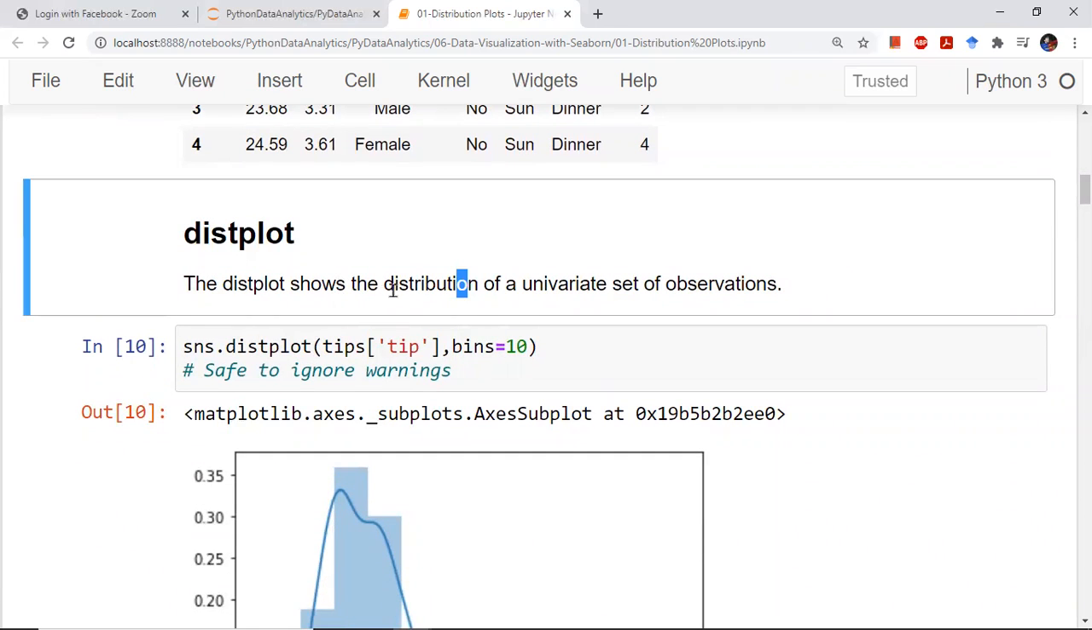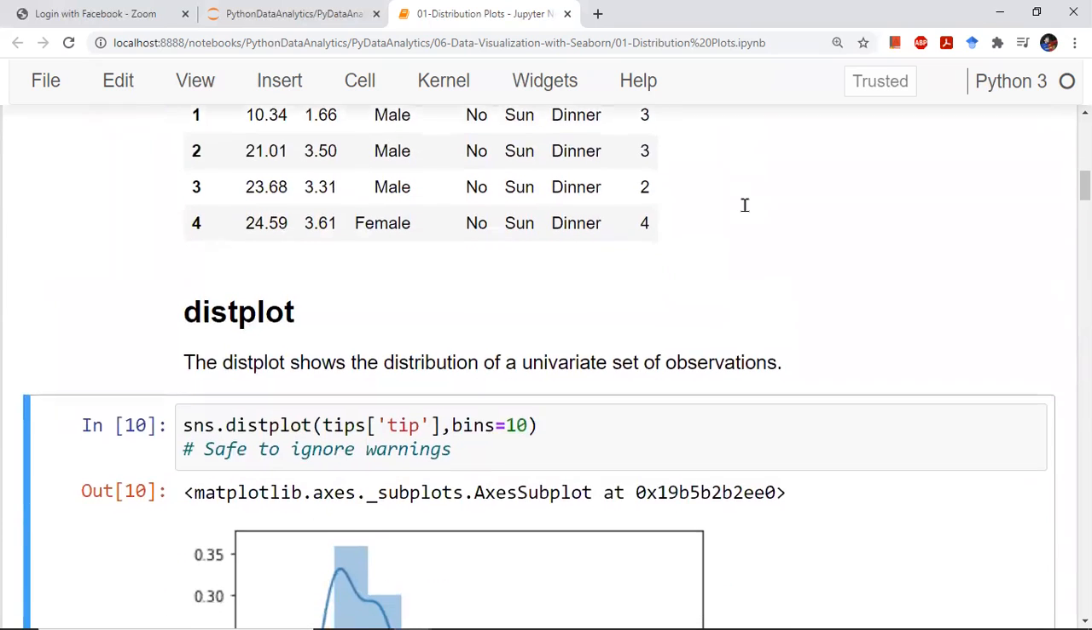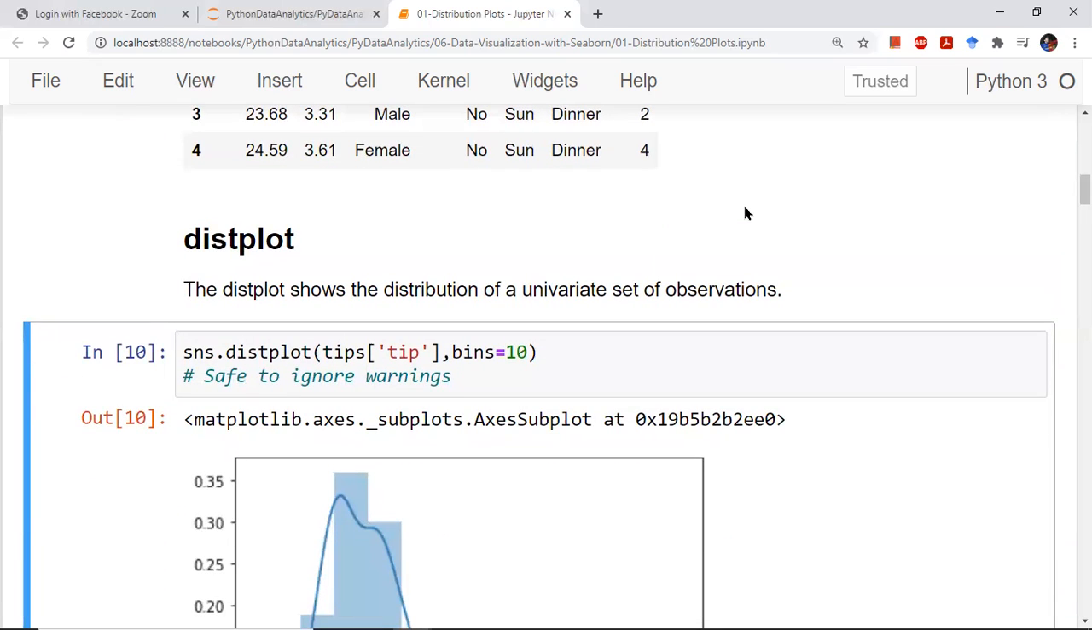Dist plot shows the distribution of a univariate set of observations. The observations can be anything, but they have to be univariate. You can see the distribution of any one particular column, because it is helpful to see the distribution of univariate observations. So I want to plot a distribution plot. I will do SNS dot displot, and inside the brackets I will pass some arguments.